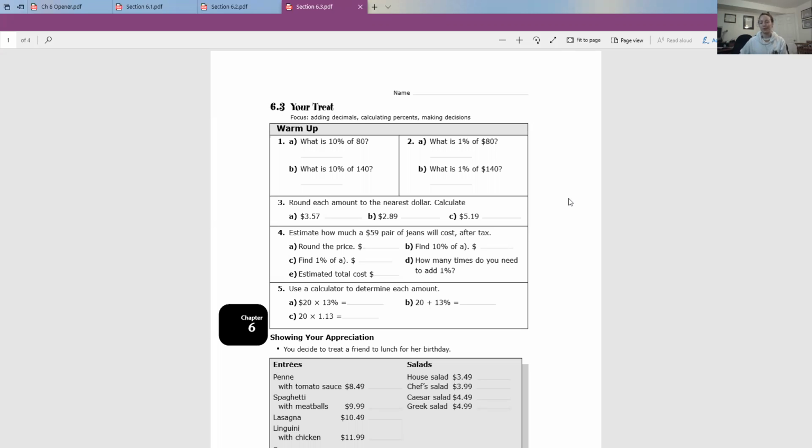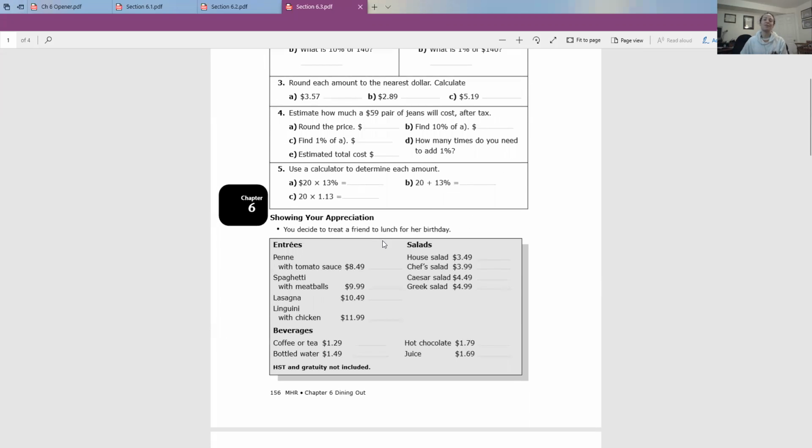So it's you and a buddy heading out. You decide to treat a friend for her birthday to a dinner. And this particular place has a small menu. They've got some pasta items, they've got salads, beverages that you can pick from. And at the bottom, HST and gratuities are not included.